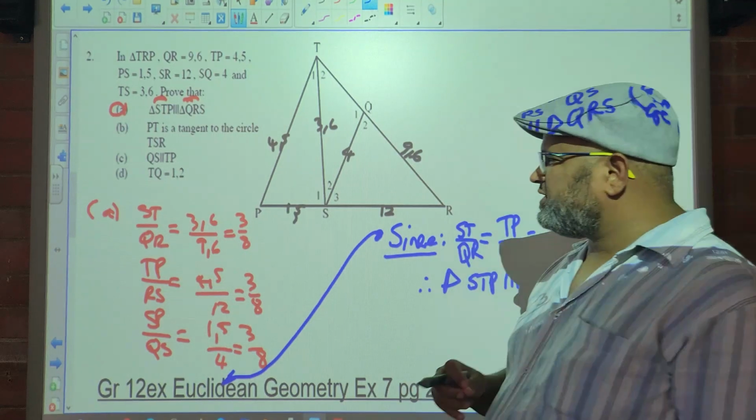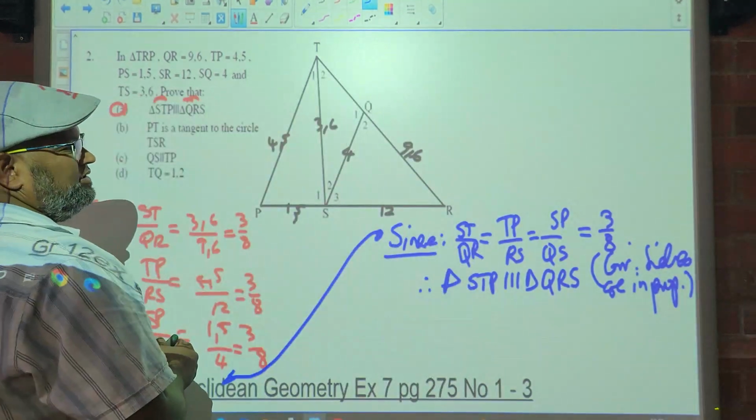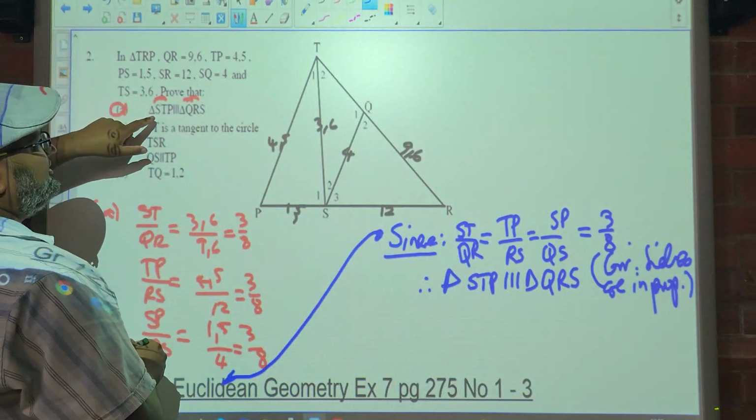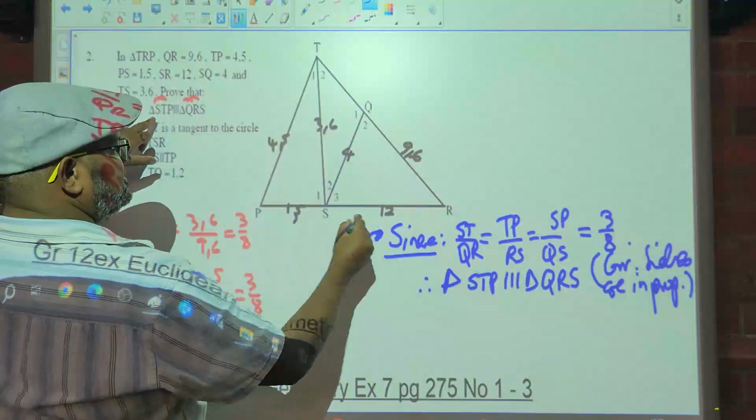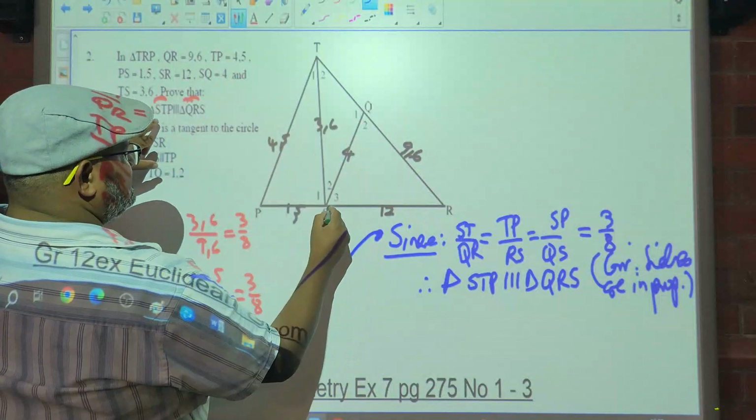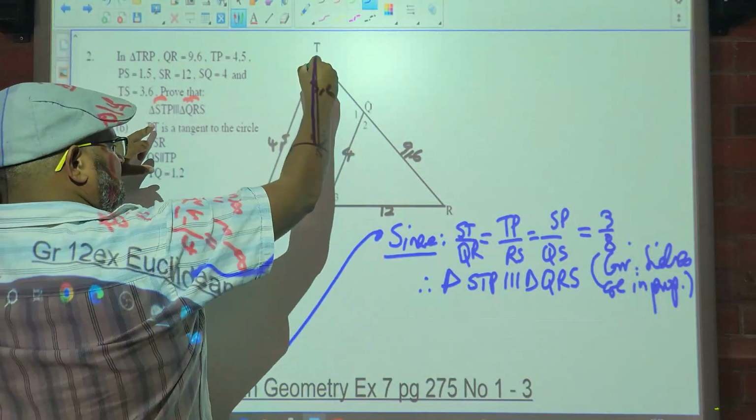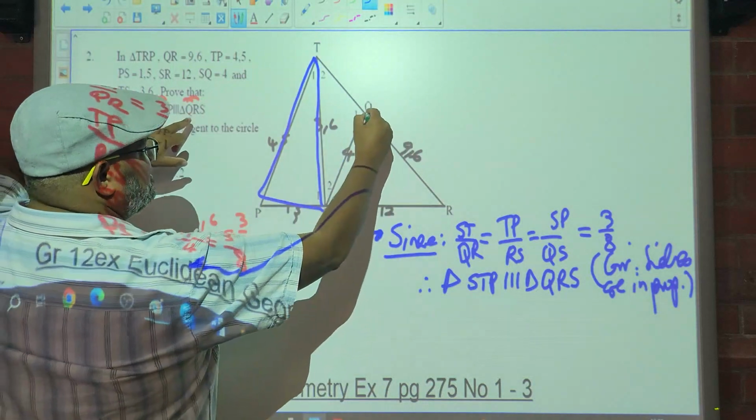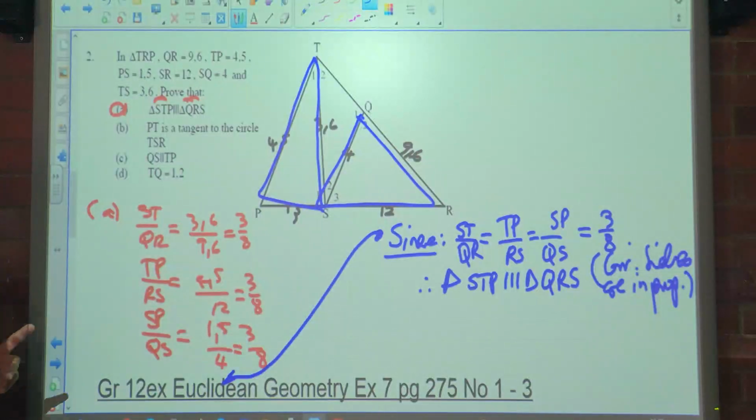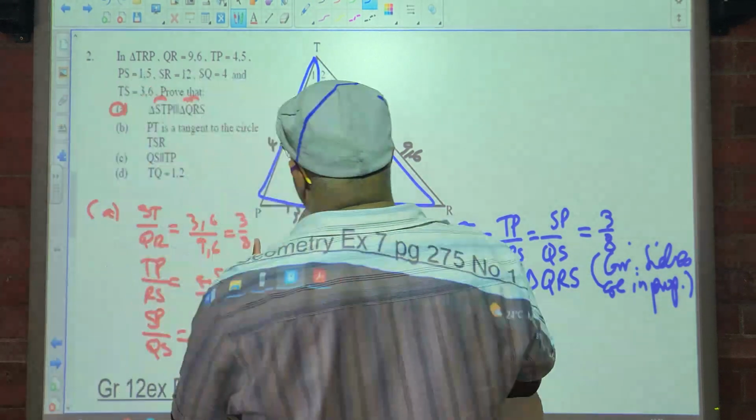So what can we conclude from here? Firstly, which two triangles am I working in? This STP, which is a triangle, and QRS. Those are the two triangles we work in. So, what can be concluded from here?